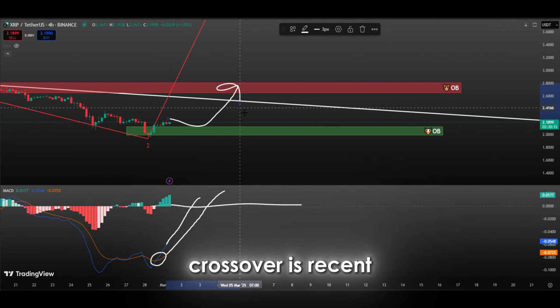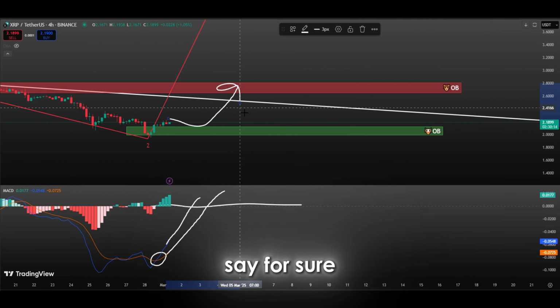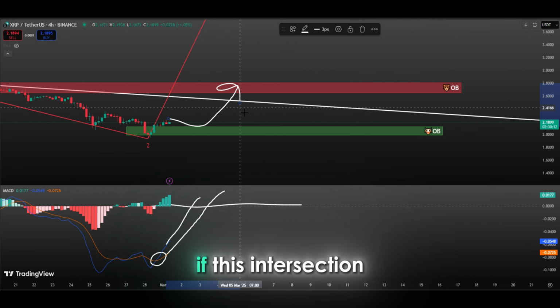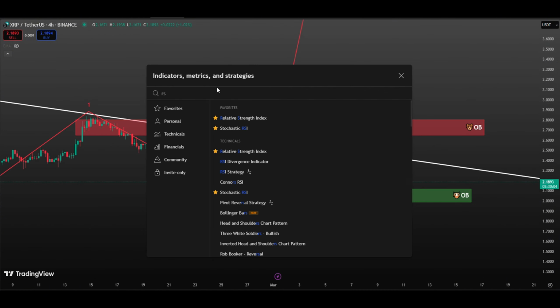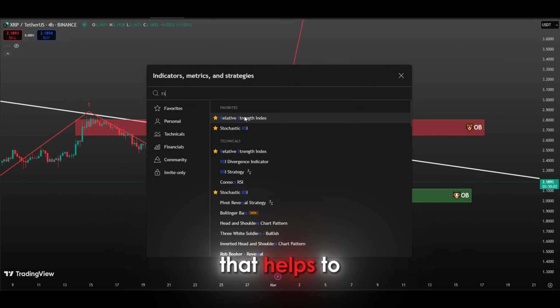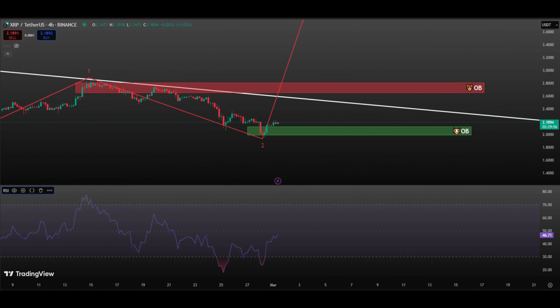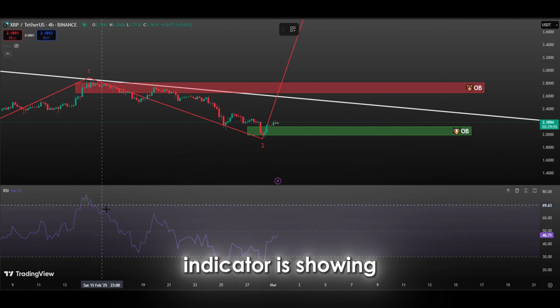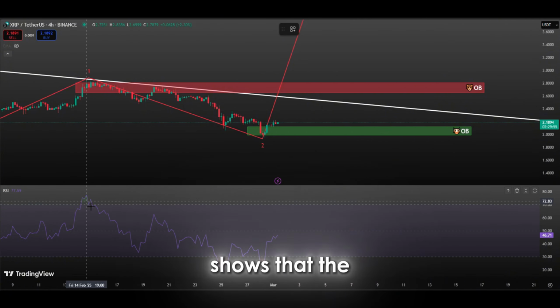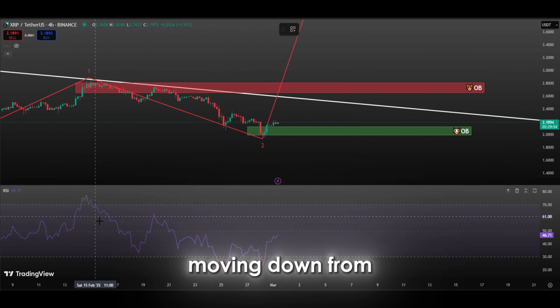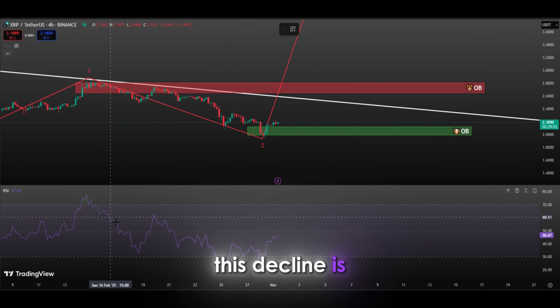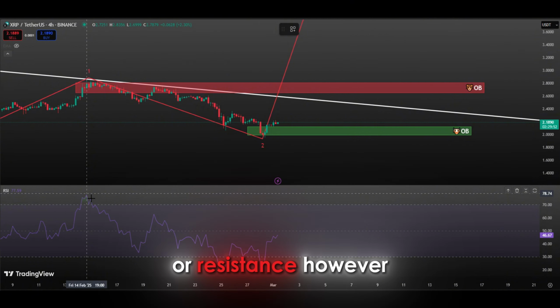However, since this crossover is recent, it's hard to say for sure how strong the move will be. If this intersection can break above the zero line, then the upside will accelerate. The RSI indicator is a momentum indicator that helps to determine whether the market is in overbought or oversold zones. Currently, the RSI indicator is showing a downtrend. This downtrend shows that the RSI has been moving down from a certain level over time, and that this decline is creating some kind of weakening or resistance.